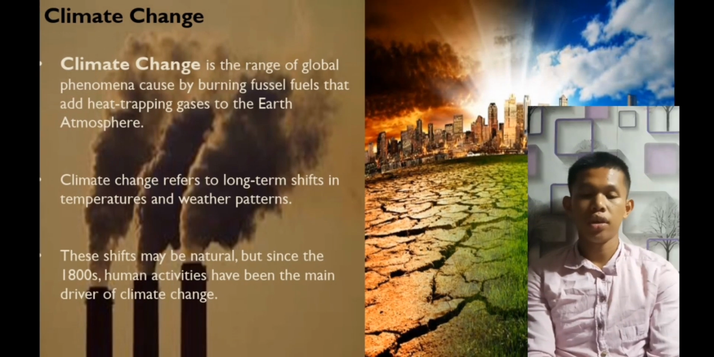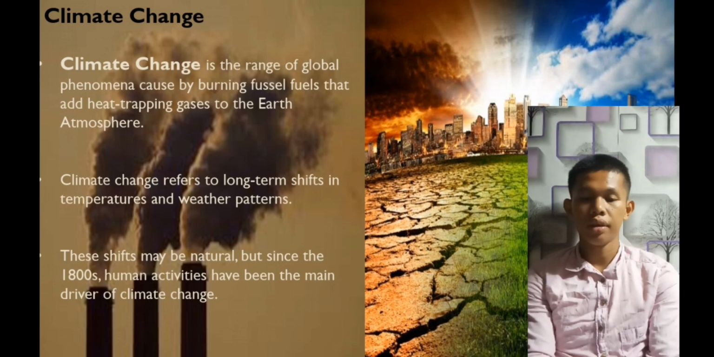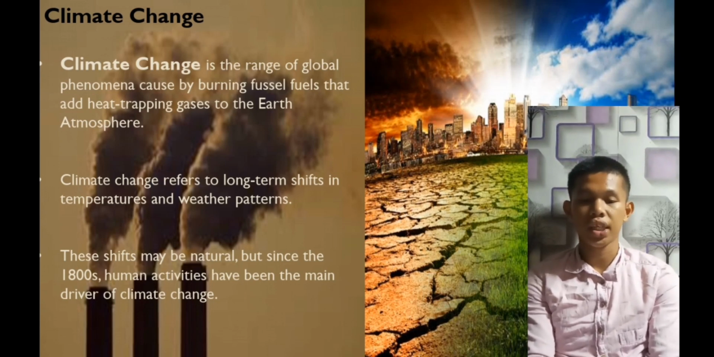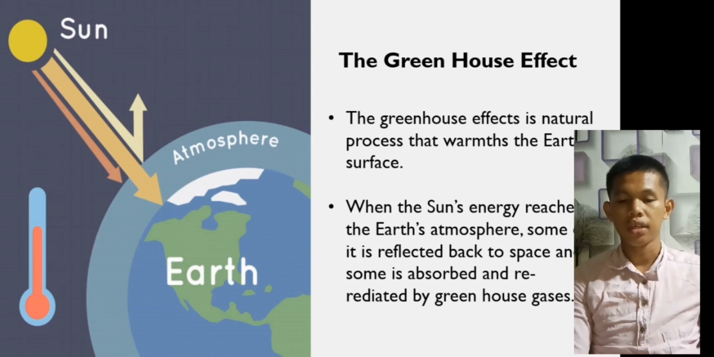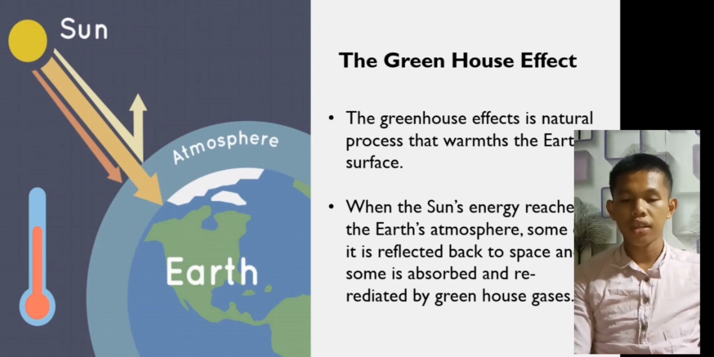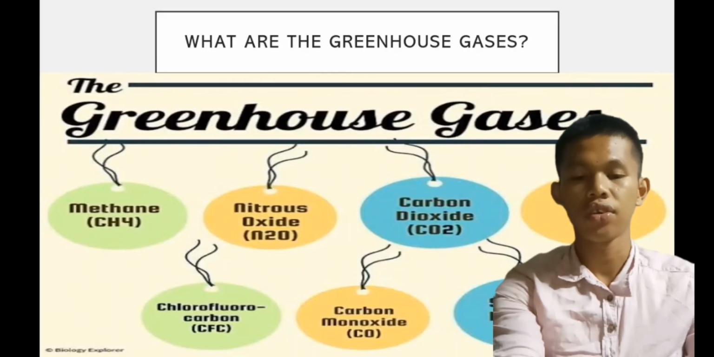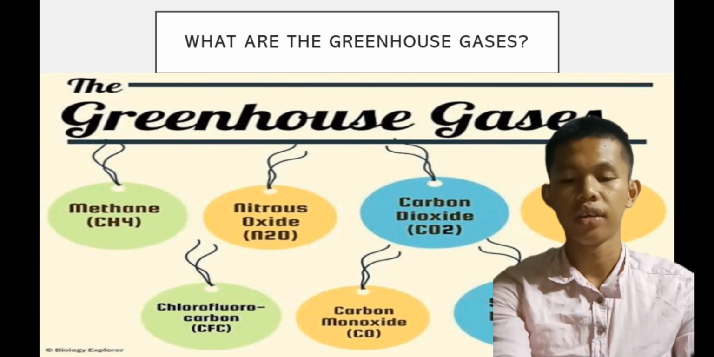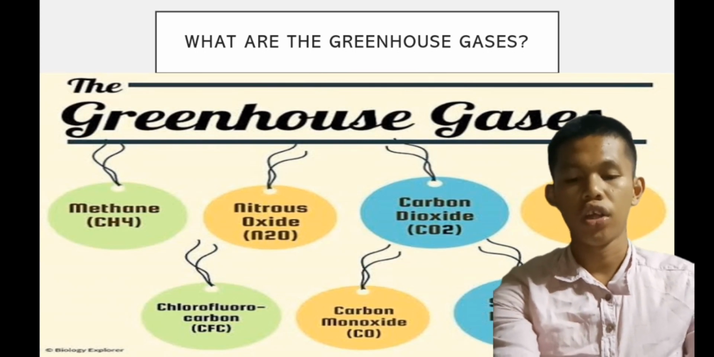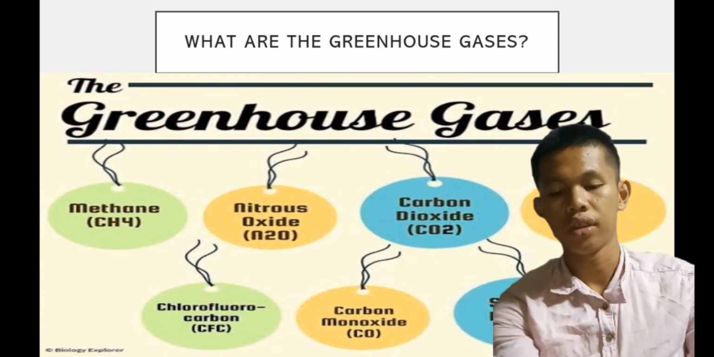Also, this shift may be natural, but since the intense human activities have been the main drivers of climate change. The greenhouse effect is a natural process that warms the Earth's surface. When the sun's energy reaches the Earth's atmosphere, some of it is reflected back to space and some is absorbed and radiated by greenhouse gases. Carbon dioxide, nitrous oxide, methane, water vapor, and chlorofluorocarbons are some of the greenhouse gases that are responsible for the existence of life on Earth. Without these gases, Earth would be at freezing point.